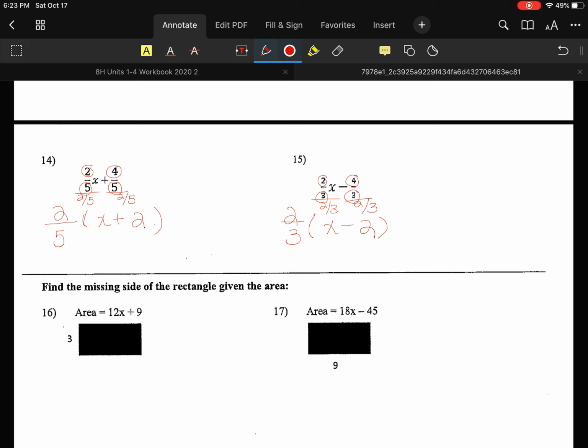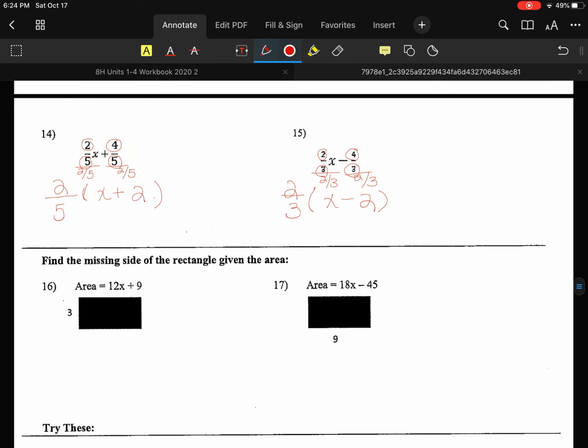And if I'm moving too fast for you, I apologize, but you should be pausing, rewinding as the video progresses so you can keep up with it at your level. Okay.